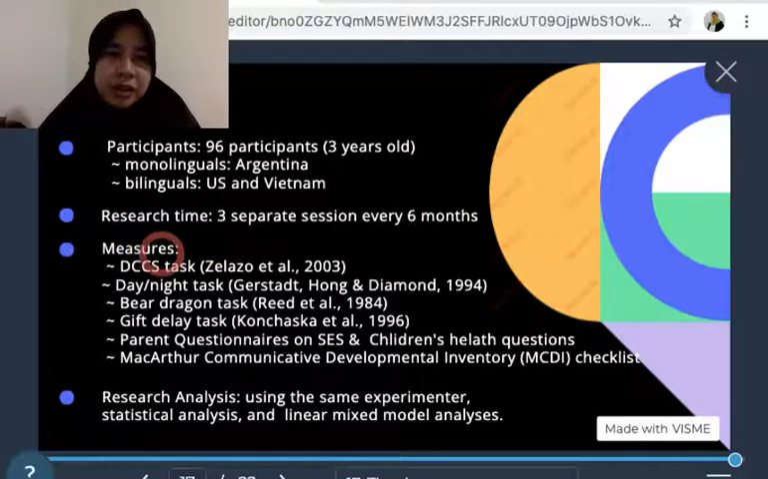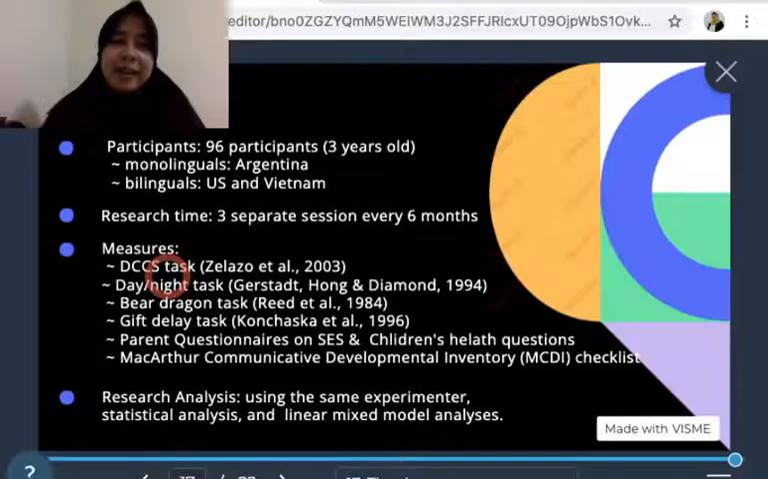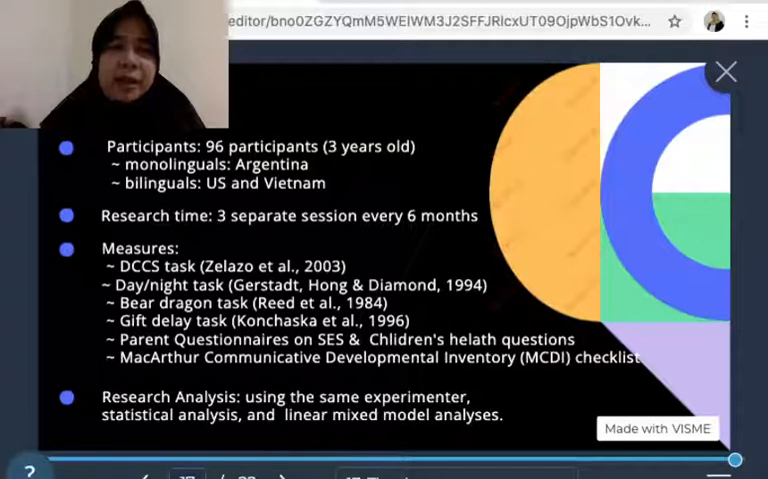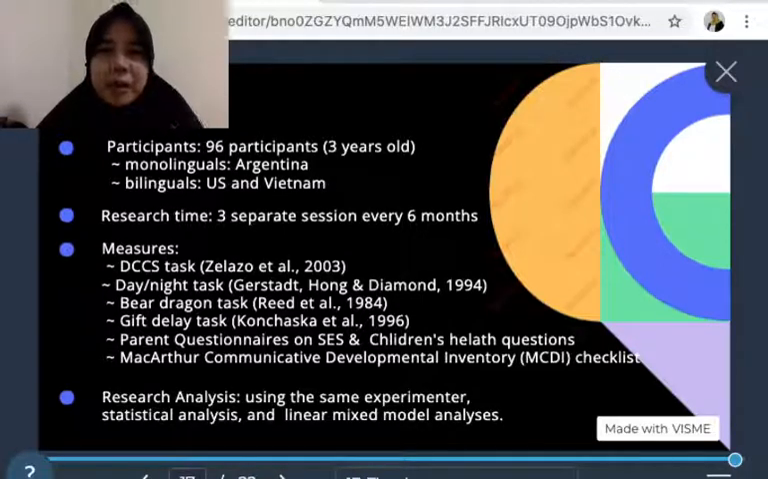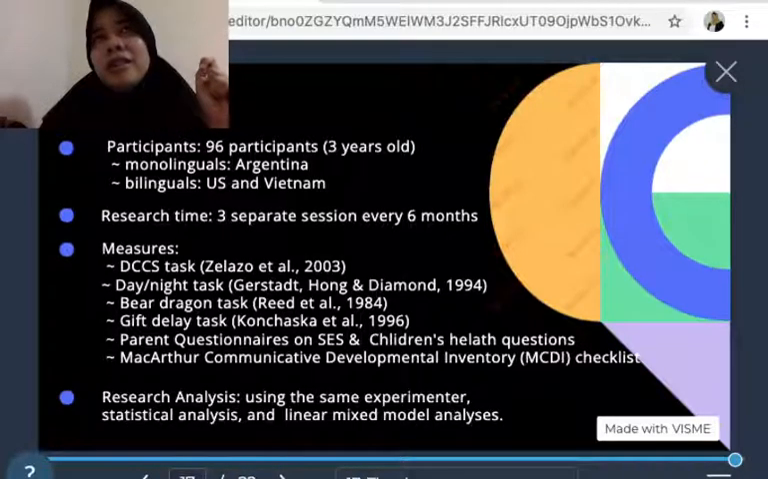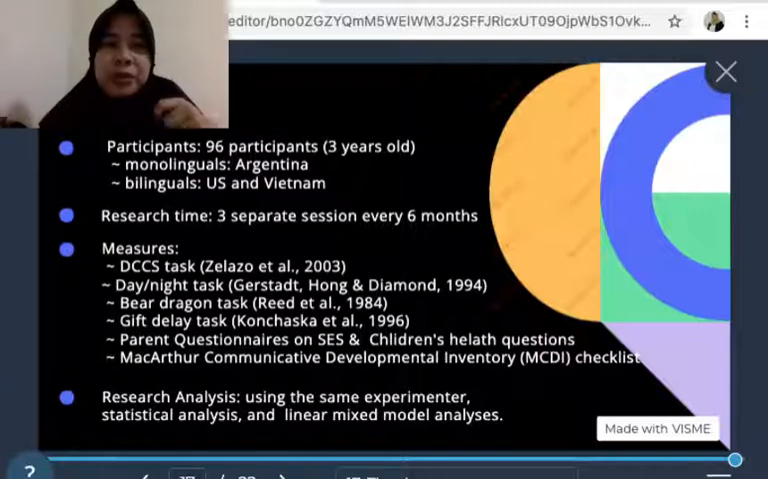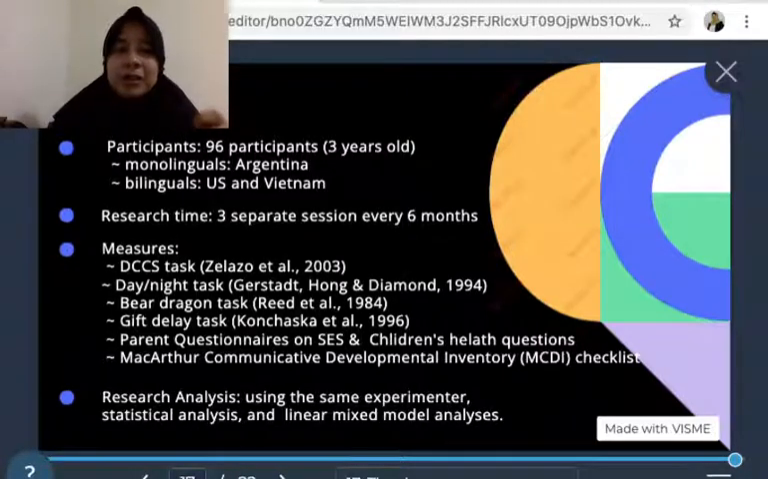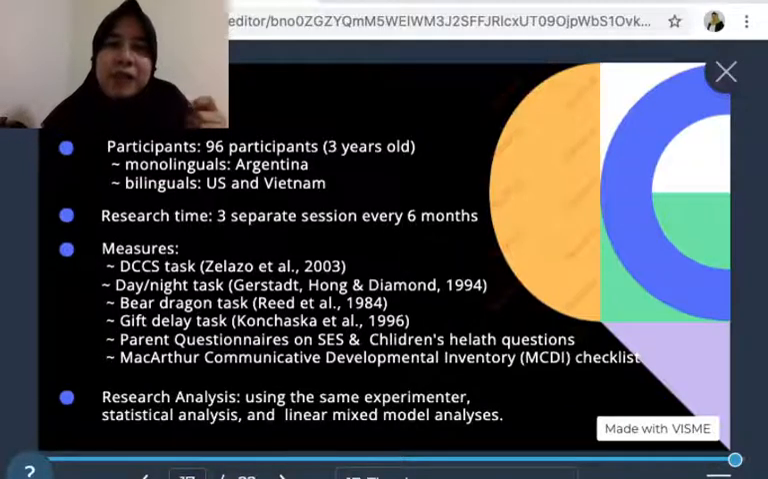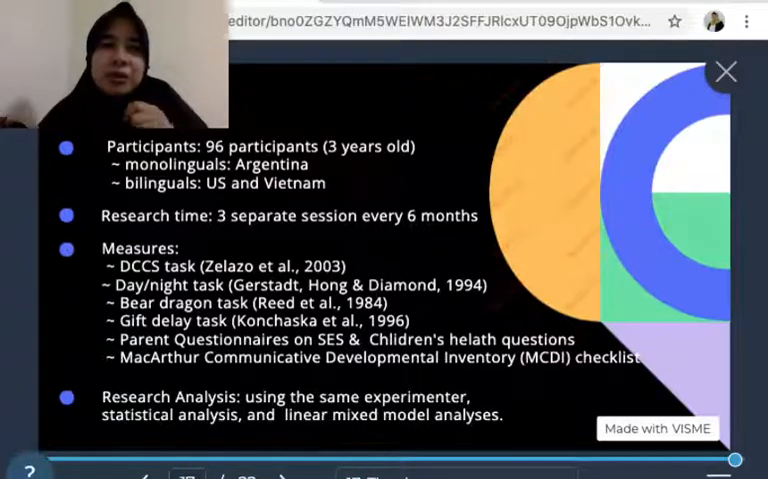And then this is the way they measured. The first one is the DCCS task, which uses cards according to the shape and the colors. Meanwhile, the day night task is also about cards, but there are only two cards, day cards and night cards, and the participants were instructed to show the opposite card from the instruction. So if we say the day card, they have to show the night card, and vice versa. If they are instructed to show the night card, they have to show the day card.